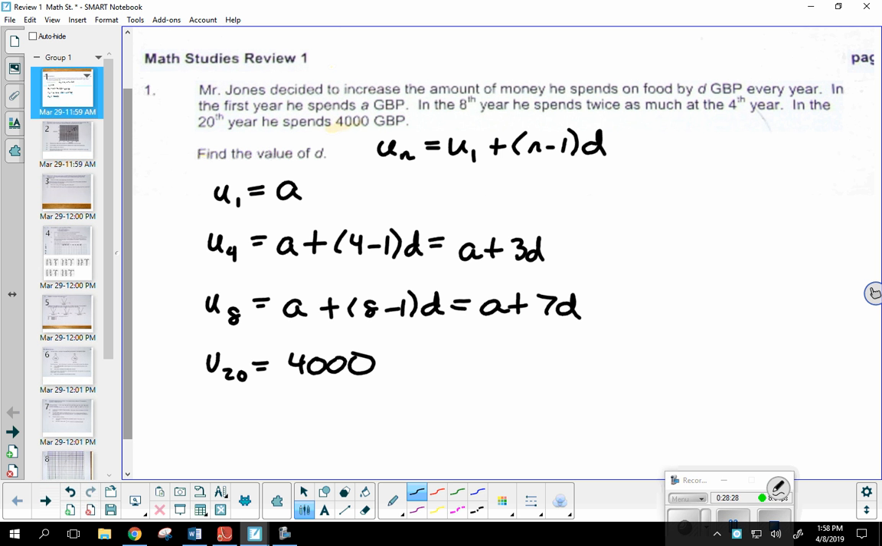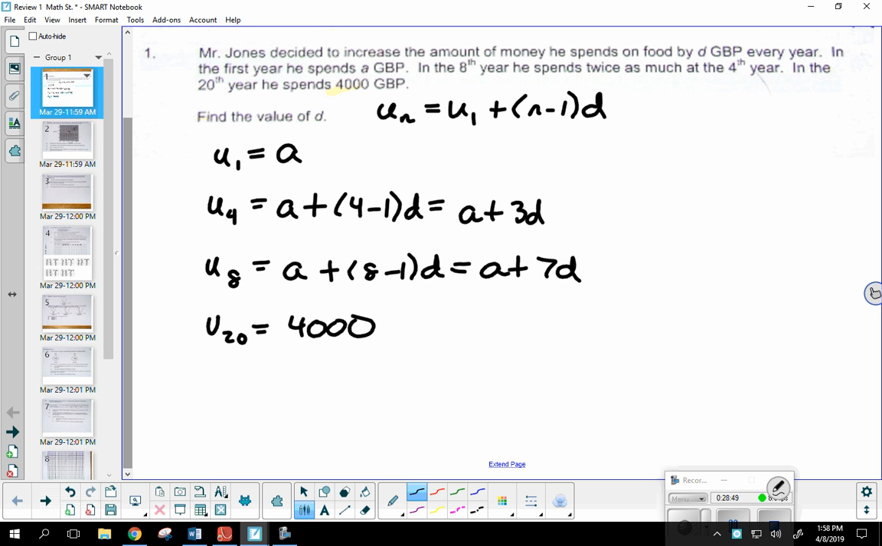So this is all the information I know so far, right? Now, in order to solve this, it tells me something comparing the 4th and the 8th year. The 8th year, he spends twice as much as the 4th year. So what I can do is use that sentence to help me create an equation. So I'm going to set the 4th year equal to the 8th year. So A plus 3D is equal to A plus 7D. The 4th year equals the 8th year, but they're not quite equal just yet.